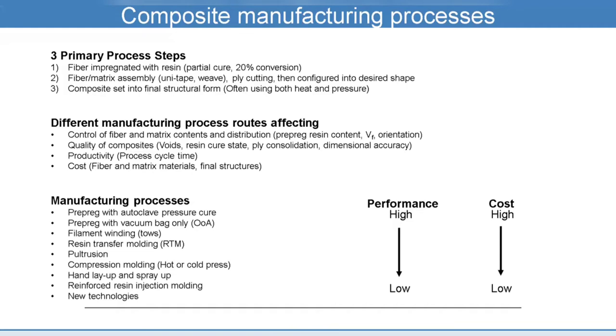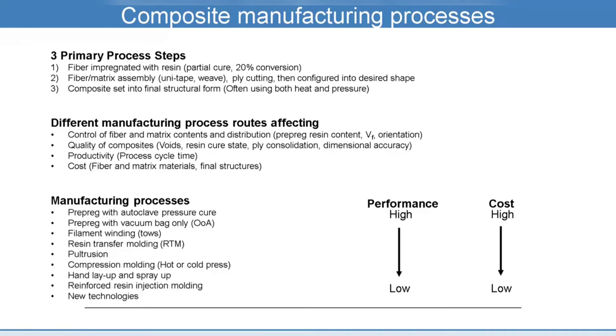But I'm now only doing it through a vacuum bag. I'm only pulling vacuum into the material I'm trying to basically process. Then we have filament winding. We have resin transfer molding. We have pultrusion, compression molding, hand layup and spray up, and then reinforced resin injection molding.